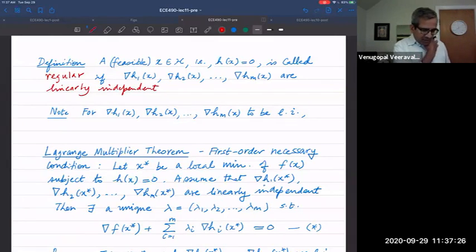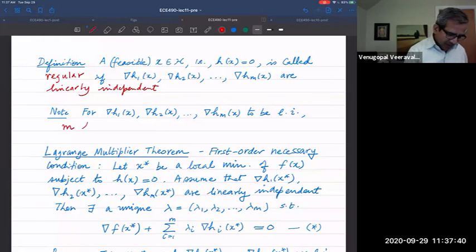Now, one immediate remark is that for these gradients to be linearly independent, we need m to be less than or equal to n. Why?